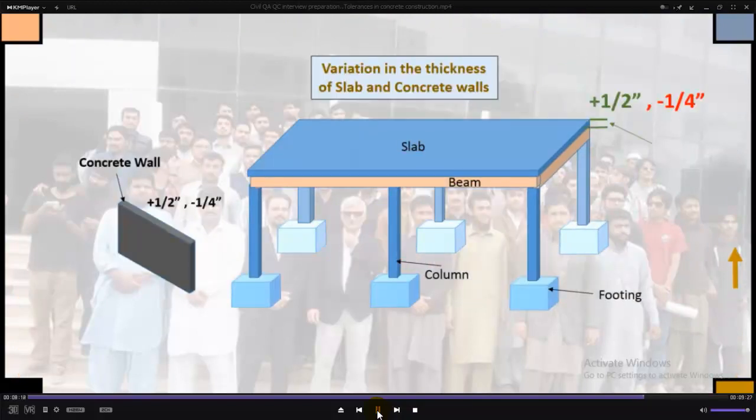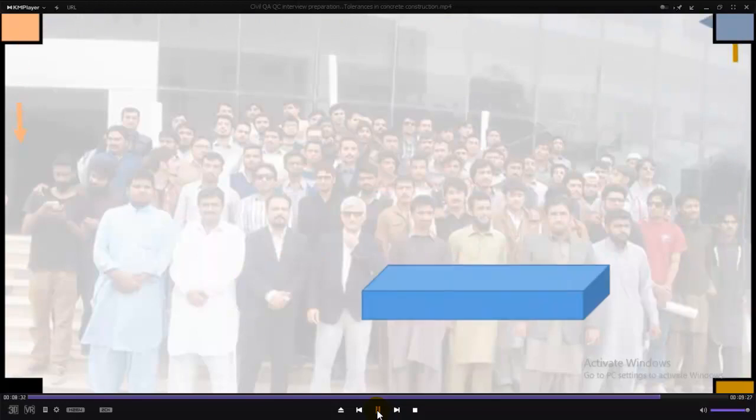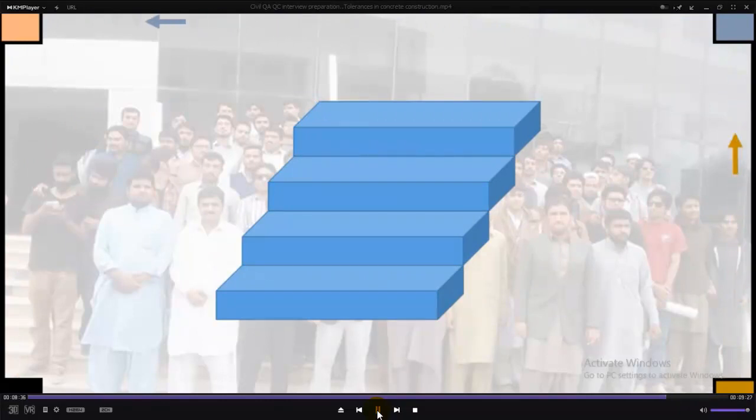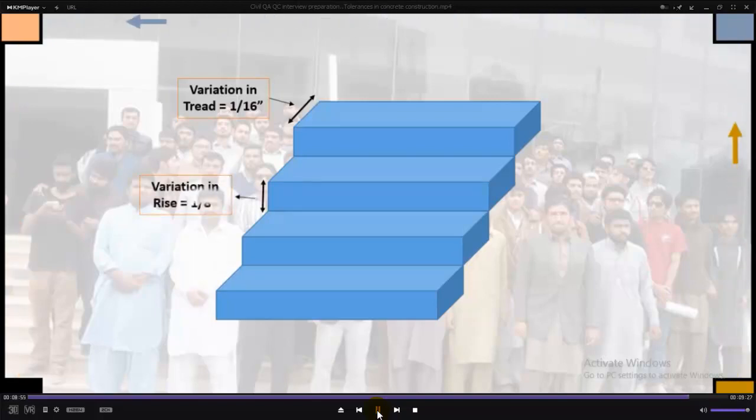Similarly, the tolerances for the thickness of slab and concrete walls range from plus 1/2 inch to minus 1/4 inch, meaning we can increase the thickness of a concrete wall up to 1/2 inch and can reduce it by 1/4 inch. When it comes to the tolerances for concrete stairs, according to ACI, we can vary the tread of a stair step up to 1/16 inch and the rise of the step up to 1/8 inch.